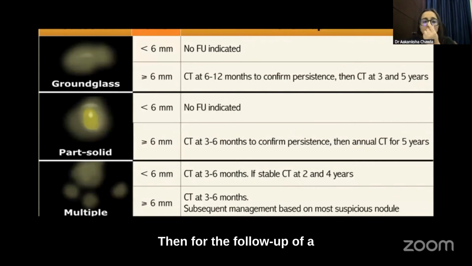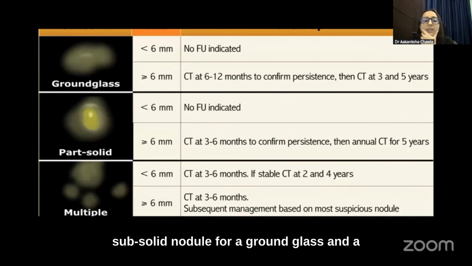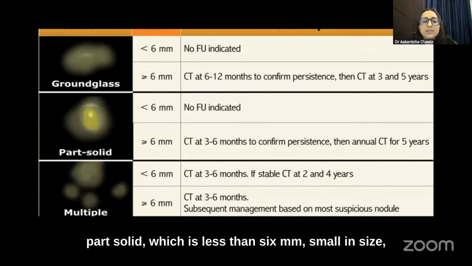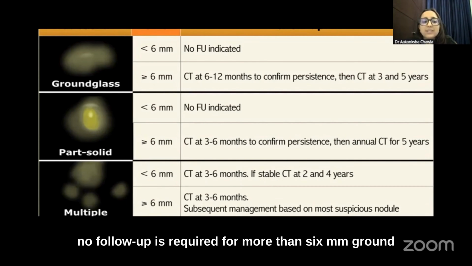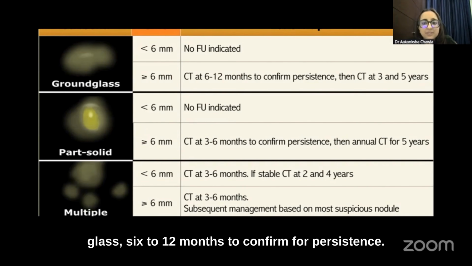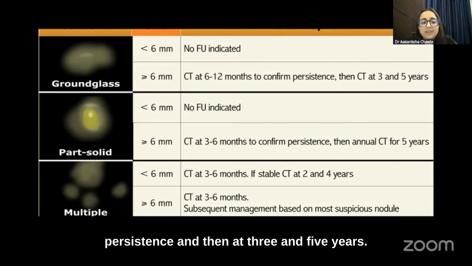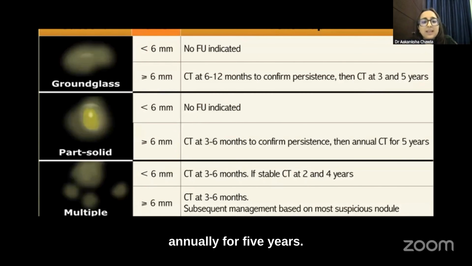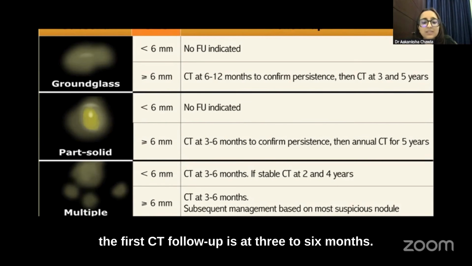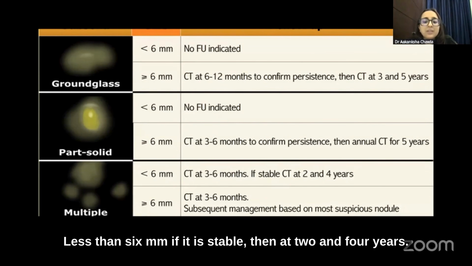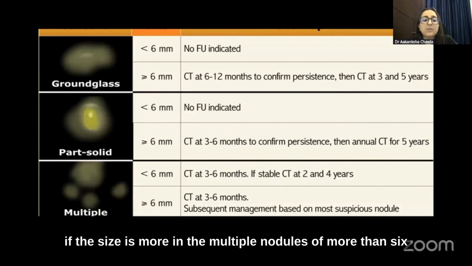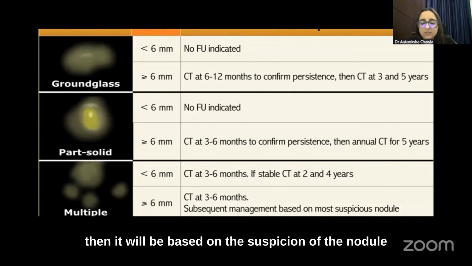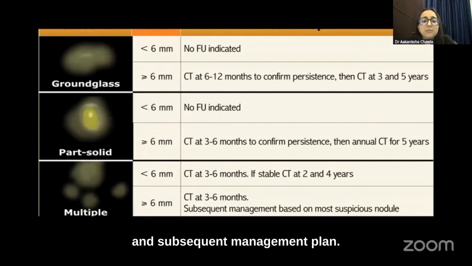Then for the follow-up of a subsolid nodule, for a ground glass and a part solid, which is less than 6 mm, small in size, no follow-up is required. For more than 6 mm ground glass, 6 to 12 months to confirm for persistence, and then at 3 and 5 years. Similarly, for part solid, 3 to 6 months to confirm persistence, and then annually for 5 years. For multiple nodules of less than 6 and more than 6, the first CT follow-up is at 3 to 6 months. Less than 6 mm, if it is stable, then at 2 and 4 years. And of course, for multiple nodules of more than 6 mm, it will be based on the suspicion of the nodule and subsequent management plan.